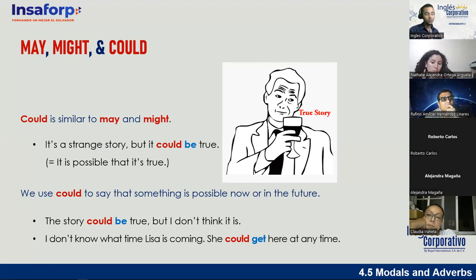Again, it's a strange story, but it could be true. Podría ser cierta, podría ser verdad. So we use could to say that something is possible now or in the future. So may, might, and could are very, very close, very, very similar in meaning.